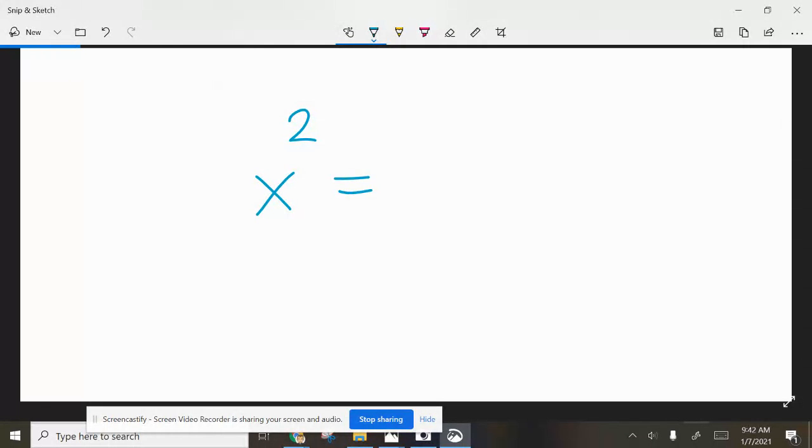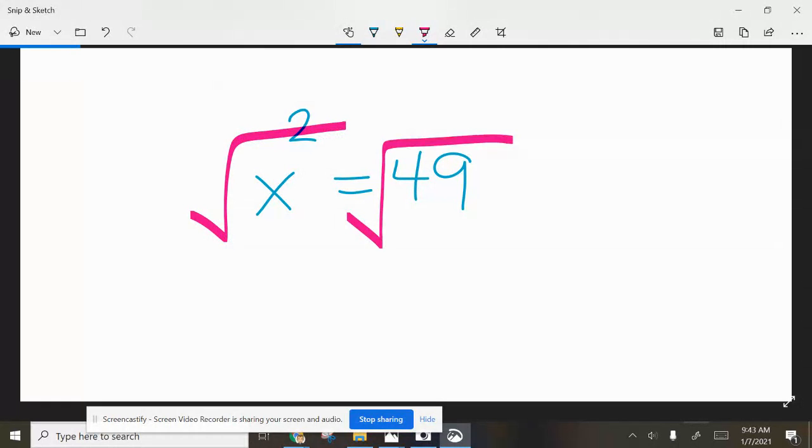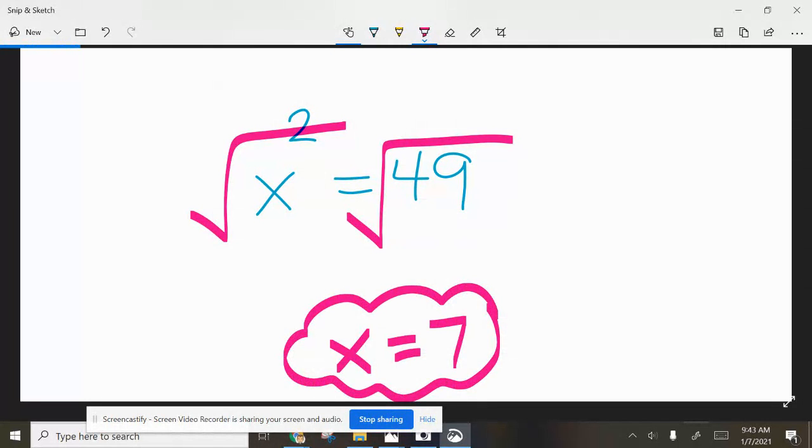X squared equals, we'll say, 49. How would you finish the problem? Square root both sides. If you square root both sides, x equals 7. And it gets all by itself. Okay? This is higher level stuff. I'm not going to lie. You got to make sure you know what you're doing, though.